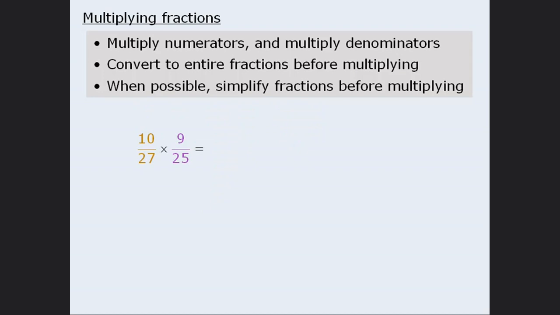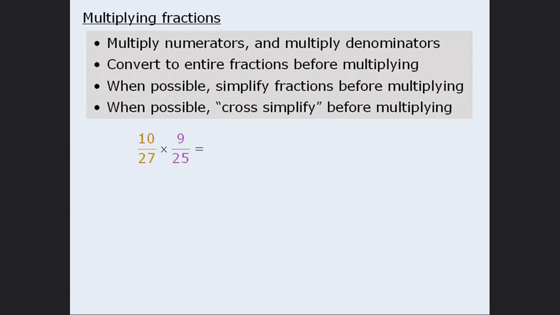Okay, what about this one? Here, both of our fractions are already written in lowest terms, so we cannot simplify them any further. However, before we multiply these two fractions, we can make our work a lot easier if we cross-simplify the fractions first. Here's how cross-simplifying works. First, examine the numerator of one fraction and the denominator of the other fraction and determine whether we can divide both values by some number.